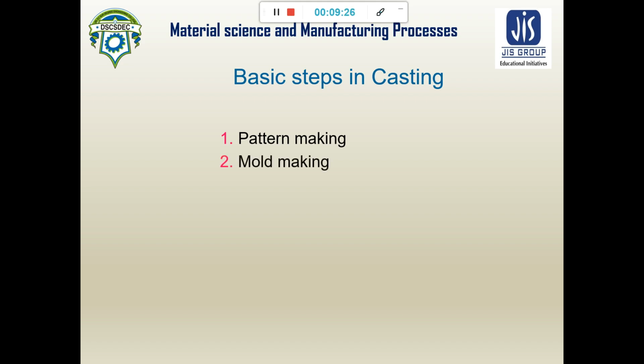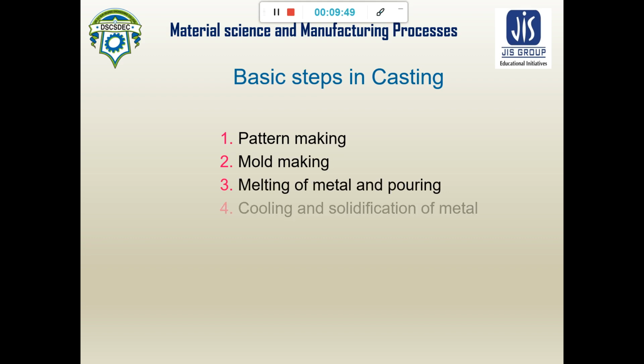Secondly, mold making. After the pattern is made, next we make the mold. Mold making means by using molding sand or other molding options, we can make the mold. After mold making, we have to melt the metal and pour it. So melting and pouring is the third step, and the fourth step is cooling and solidification of the metal.